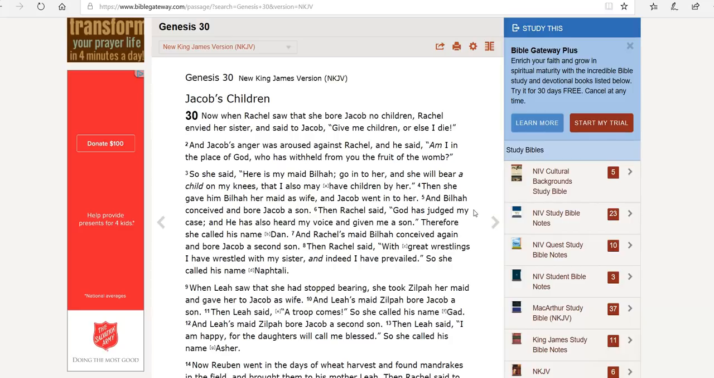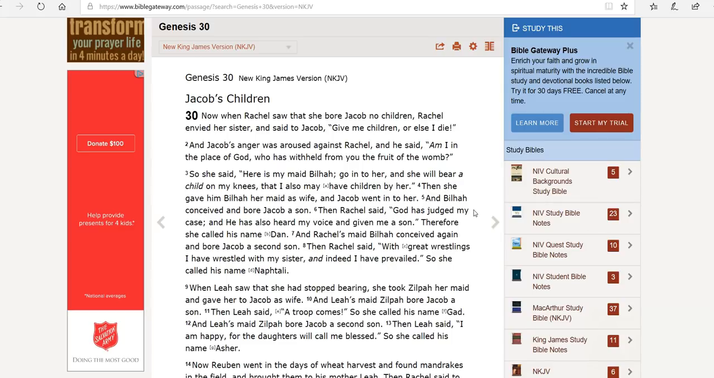Well, the name Dan actually means judgment, or judged by God. It either means judgment or judged by God. And so Rachel is saying here, God has judged my case. And so that is the reason why she named him Dan. Now, her maid gave birth to a second son, and that one was named Naphtali.